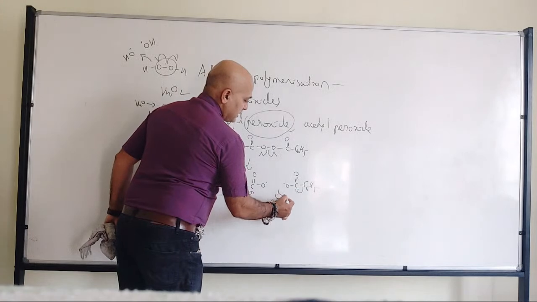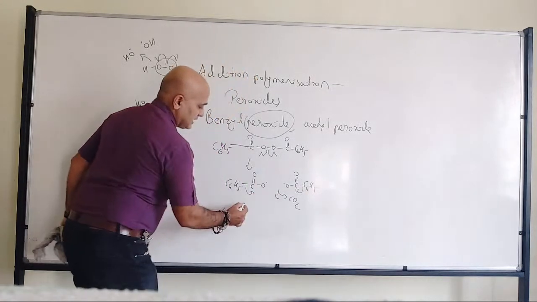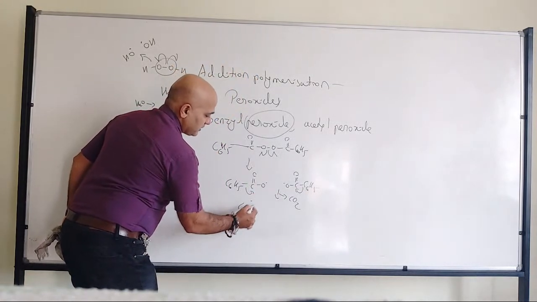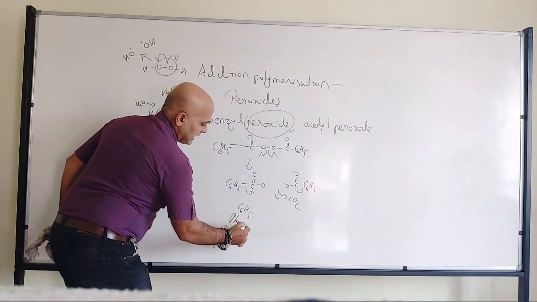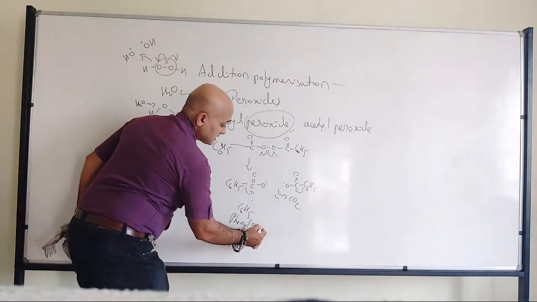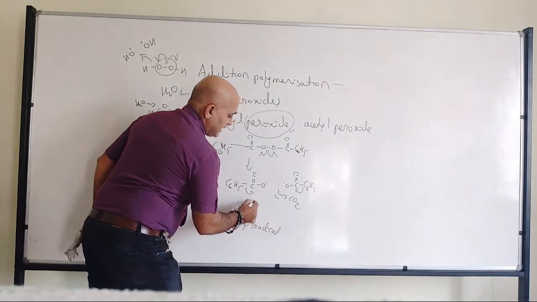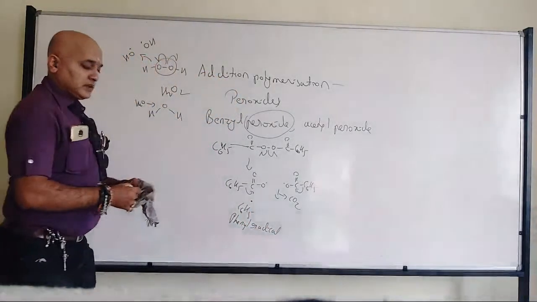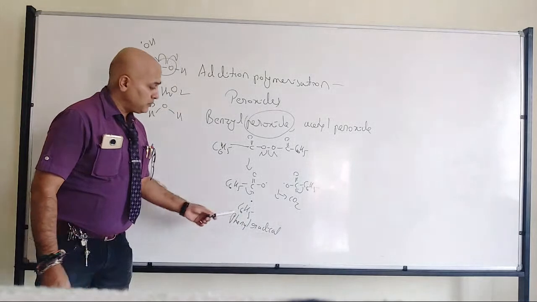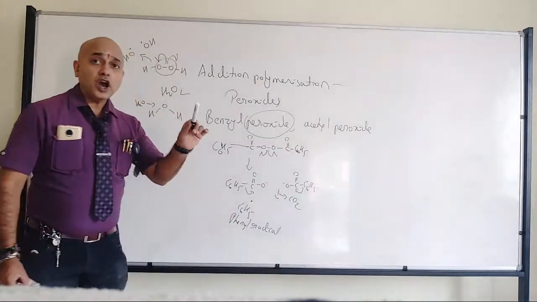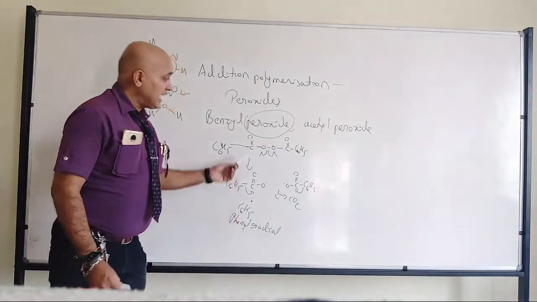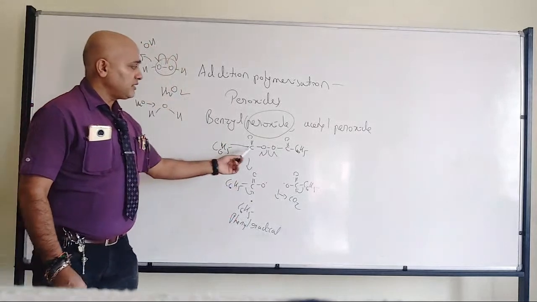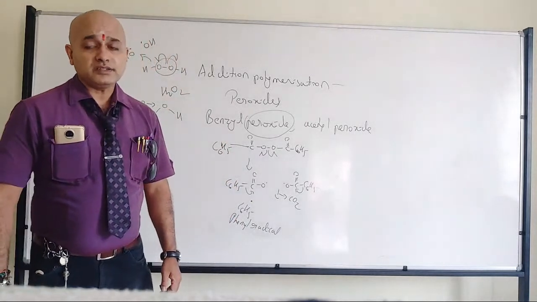And there will be liberation of carbon dioxide, and in turn there will be formation of phenyl radical. This is not called benzyl. This is phenyl radical. Radical always should be shown by a lone electron, 1 dot should be there. So phenyl radical will be formed whenever we are using benzoyl peroxide.